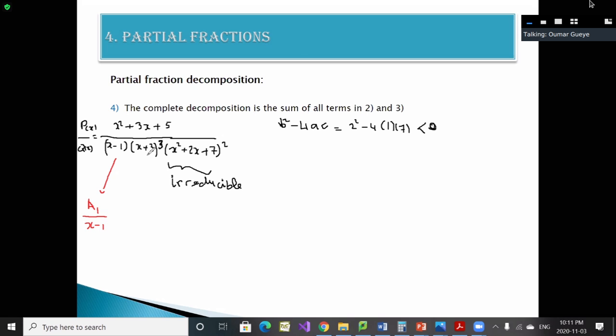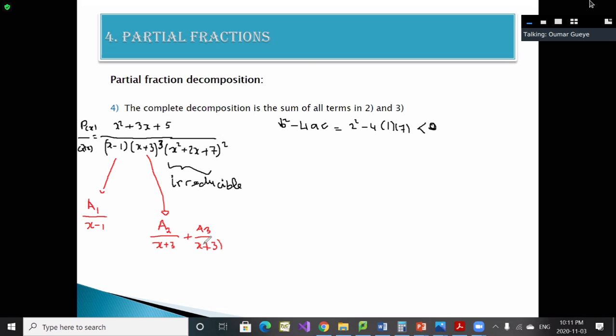And from the second linear factor, in this case, it's repeated 3 times. So it means it generates 3 terms. And the first term is going to be, since I already used A1, I cannot call it A1. I'm going to change the name. I'm going to use A2 over x plus 3. The next one is going to be A3 over x plus 3, you square it. This is what the second step says.